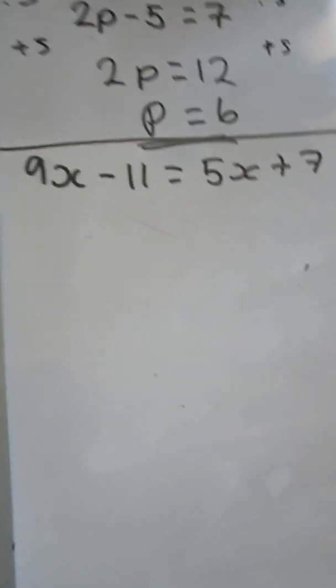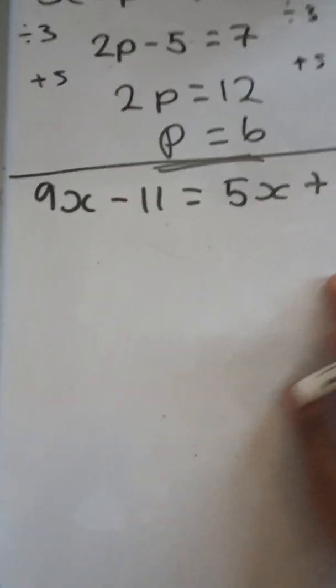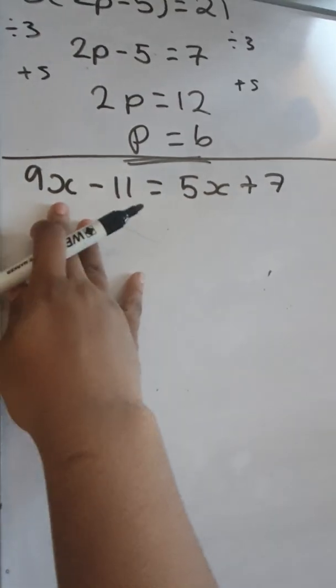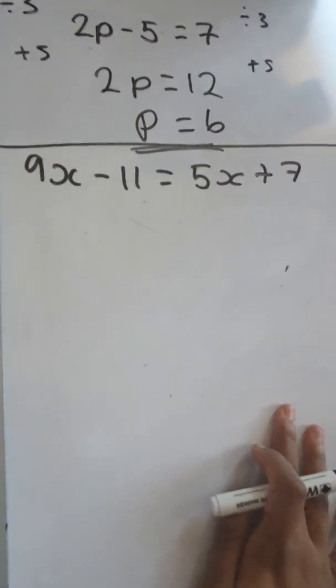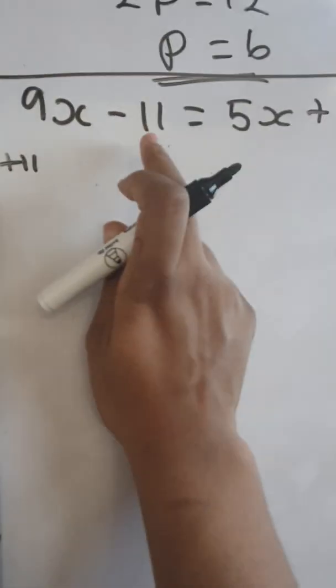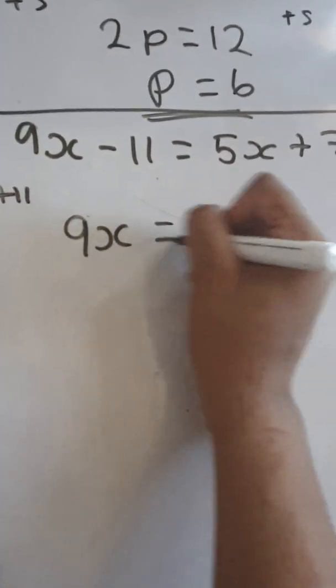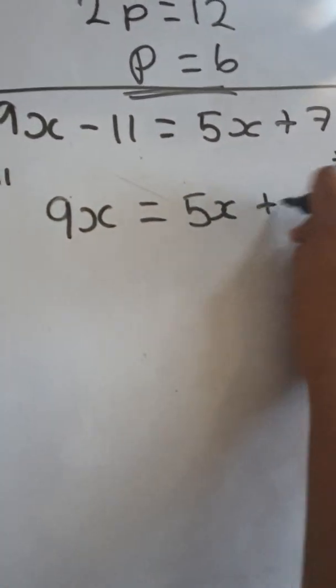For the second question here, I'm going to draw a line underneath it. We've now got an x on both sides. When we got into the end of term in school, we got pretty good at doing these. I need to get all of my x's on one side and all of my numbers on the other. So first I'm going to work with my numbers. I'm going to have to add 11 to both sides to get this 11 from here to over here. So I've got 9x equals 5x plus 18.